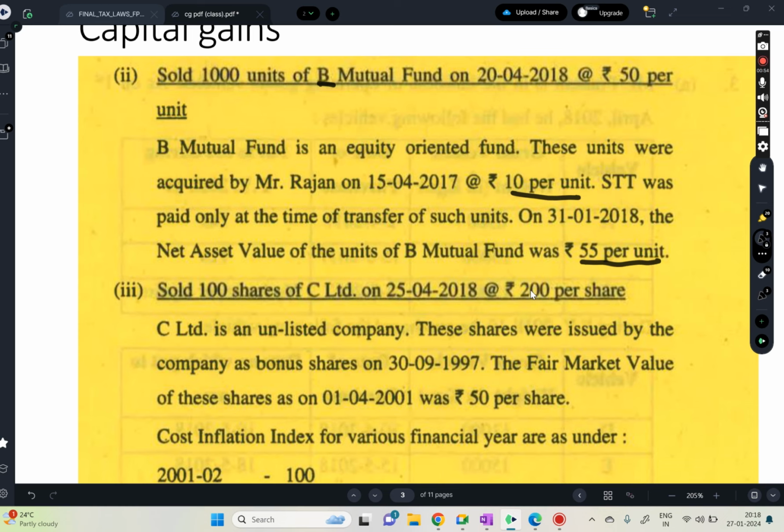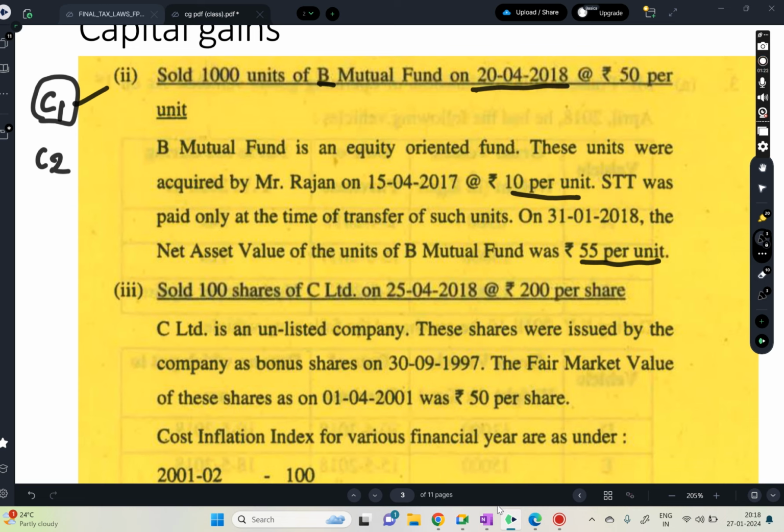Whether section 112A is applicable or not, we need to check. What are the conditions? Condition 1. What is condition 1? The transfer should have happened after 1/4/2018. We are selling on 24/2018, so condition 1 is satisfied.